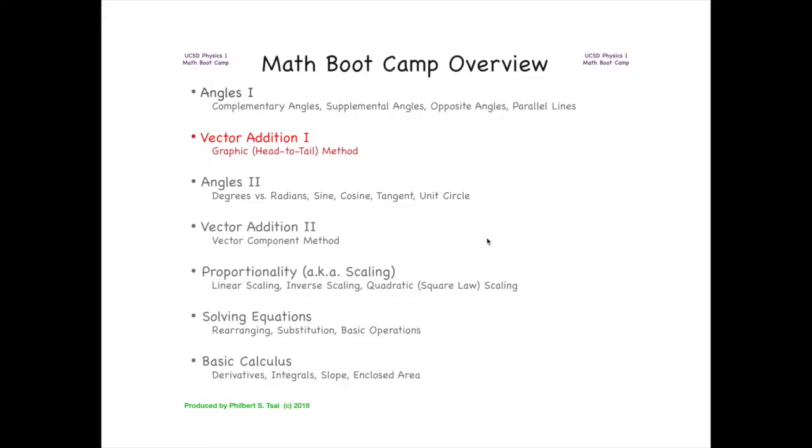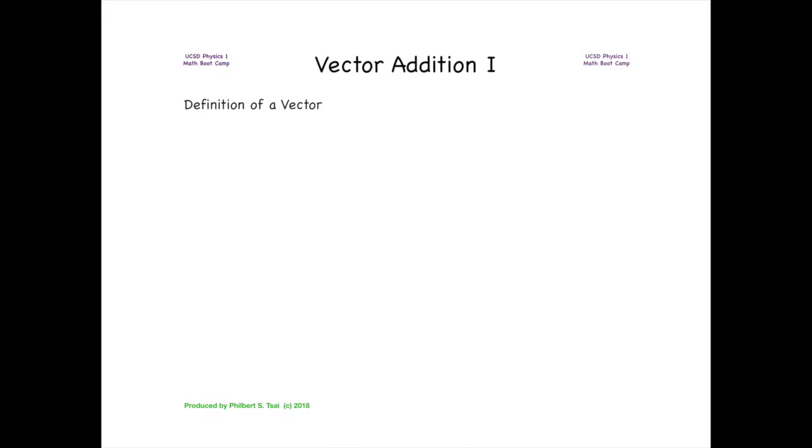Our next topic will be an introductory review of vector addition. Specifically, we'll be looking at the graphical head-to-tail method. We'll start our review of vector addition by defining what a vector is. A vector is a quantity that has both a magnitude and a direction.